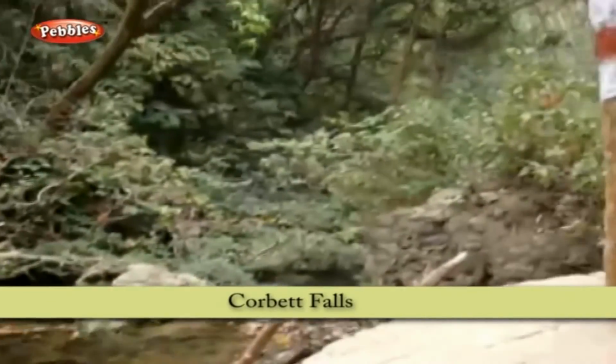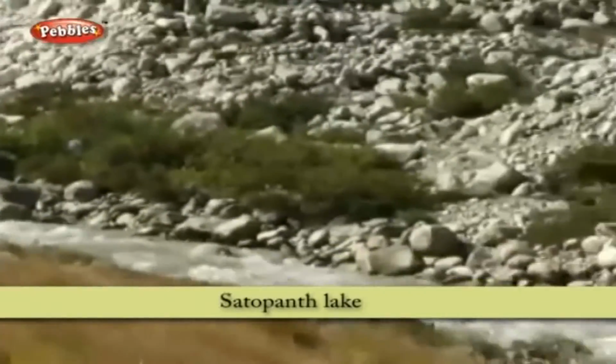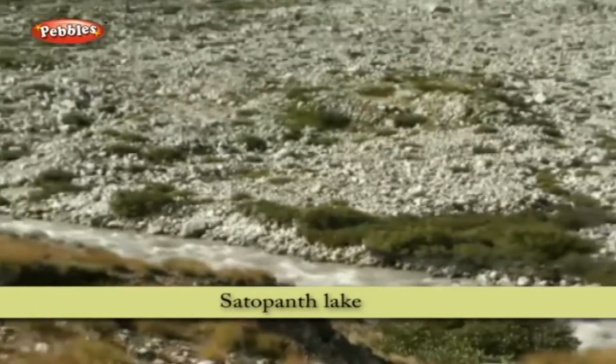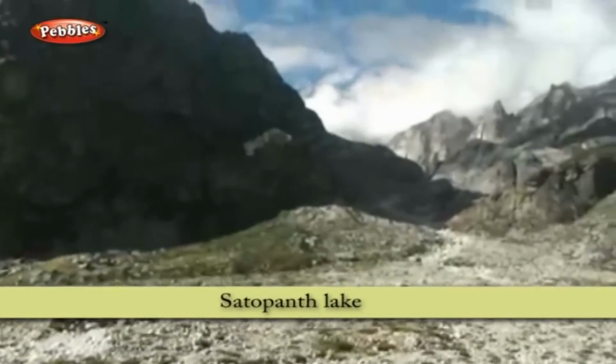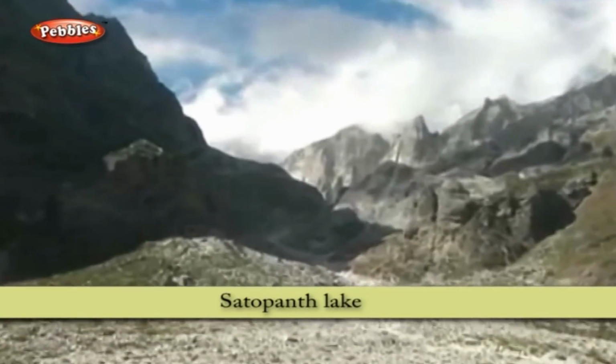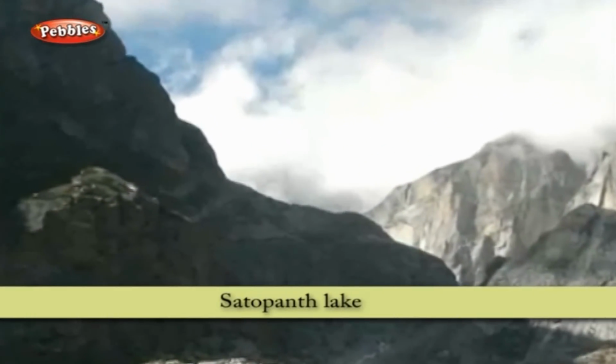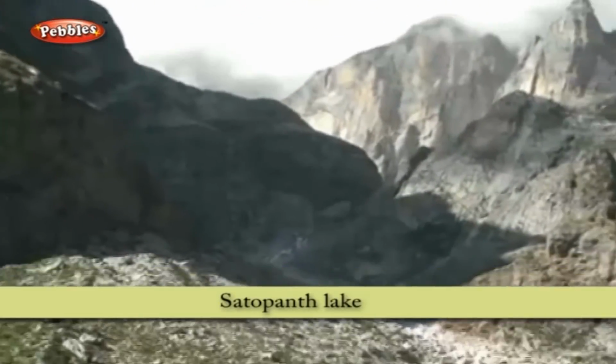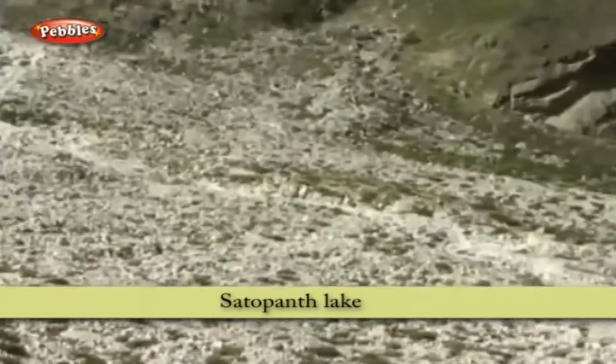Satopanth Lake. Satopanth Lake is a triangular lake of serene water, with a perimeter of about half a kilometer. It is about 25 kilometers from Badrinath. Brahma, Vishnu and Maheshwar, the Hindu trinity, are believed to occupy one corner each, and the corners are named after them.